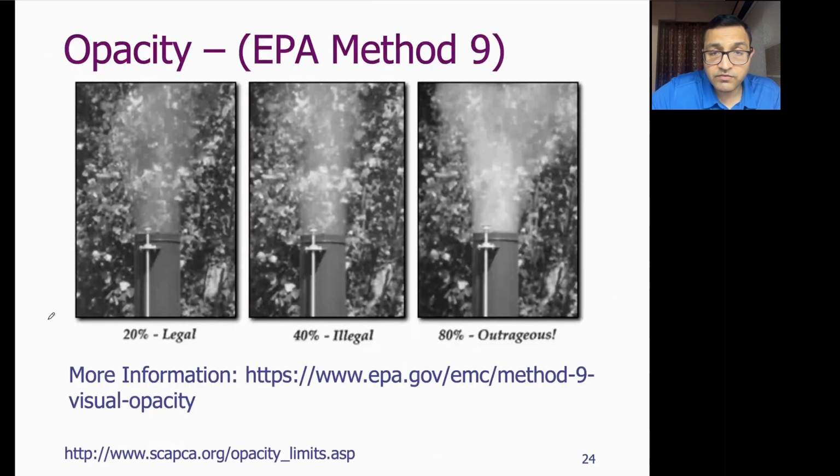So we were talking about, as I said, the EPA Method 9, which talks about opacity. If you have this smokestack here, you can see this is 20%. This is defined as 20% is legal. Then as the concentrations increase, it's 40%, 80%.